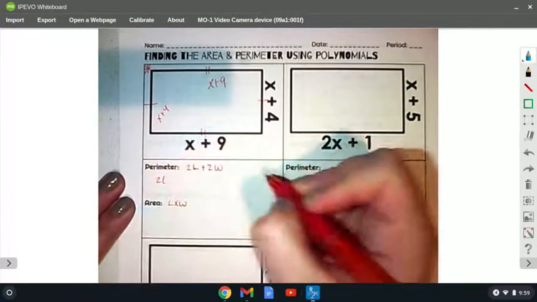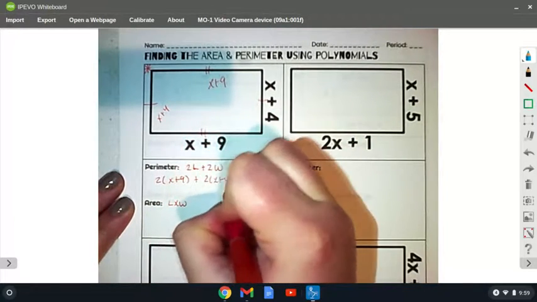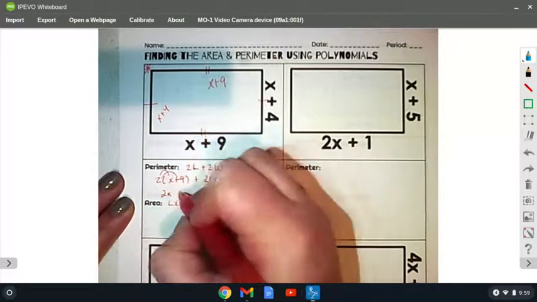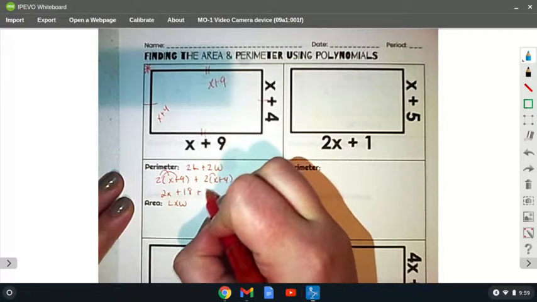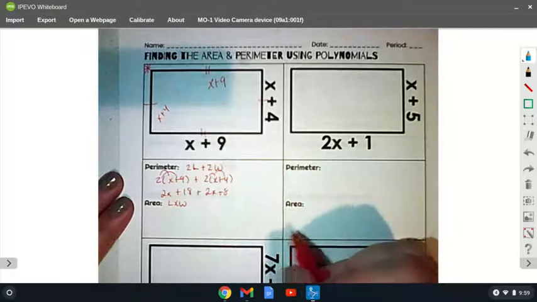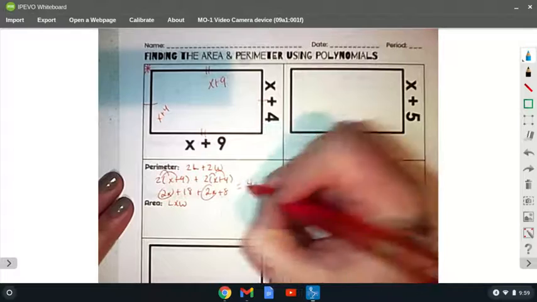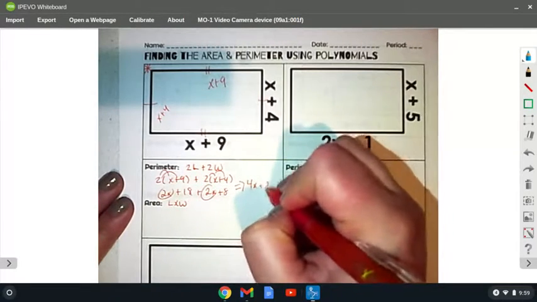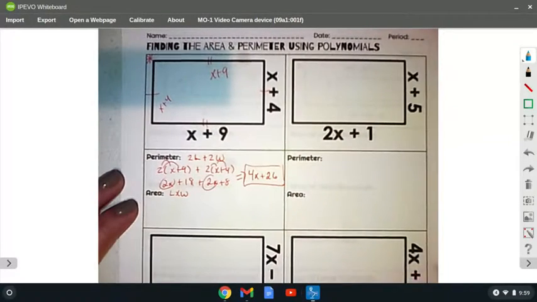So I'm going to do 2 times the length plus 2 times the width. I'm going to do some distribution here. So 2 times x is 2x. 2 times 9 is 18. 2 times x is 2x. And 2 times 4 is 8. Now I'm going to simplify. I'm going to combine like terms. So I have 2x and 2x gives me 4x. And 18 and 8 gives me 26. So this would be my perimeter of that shape.